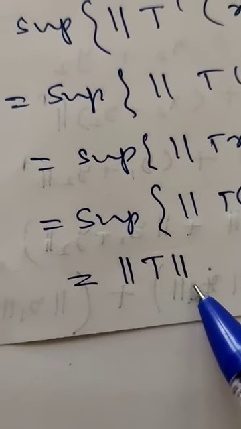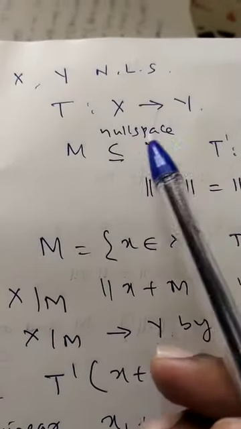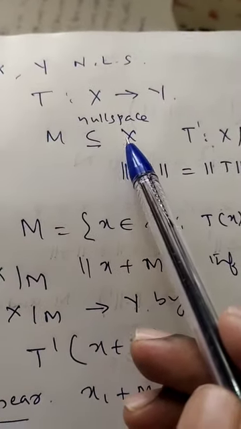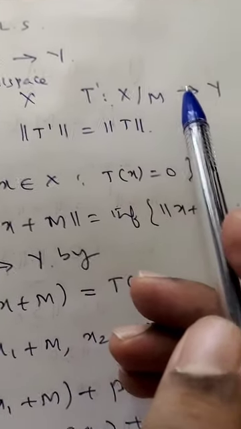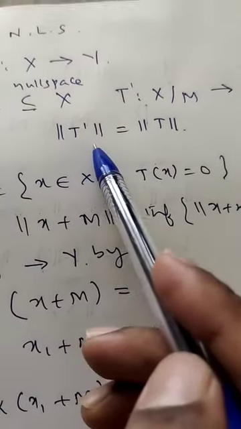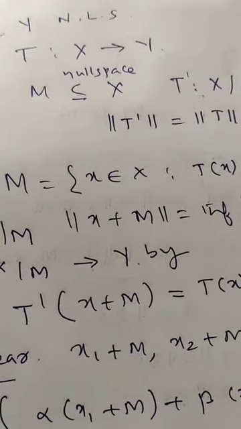Okay, so if X and Y are normed linear spaces and T is a mapping from X to Y, and if M is the null space of T, then T induces a linear transformation T' of X/M into Y, such that norm of T' is the same as norm of T. So this is one important theorem. Now let us define another important definition.